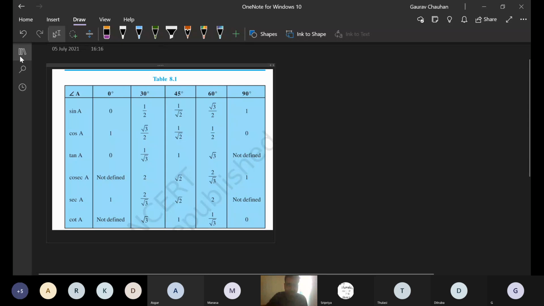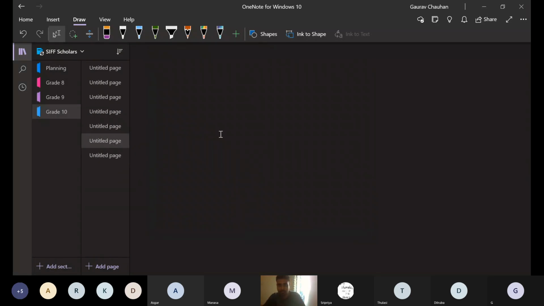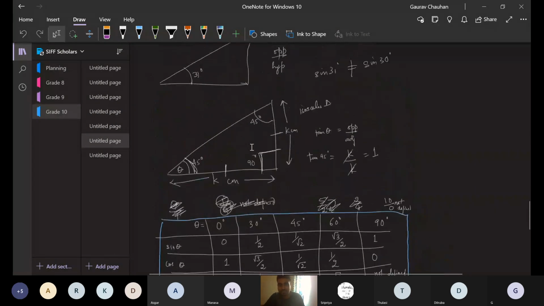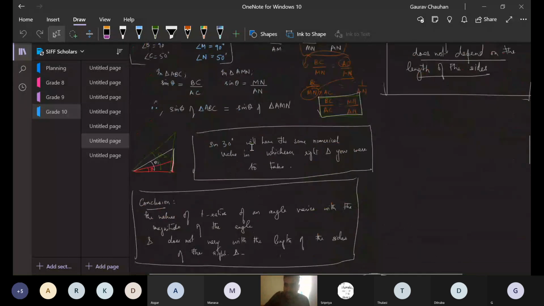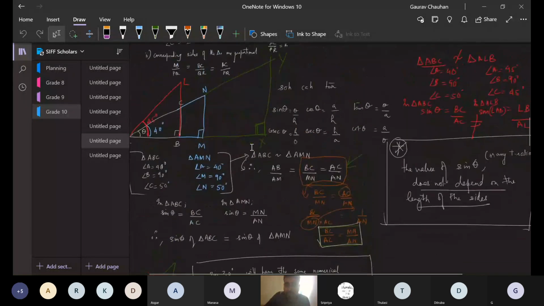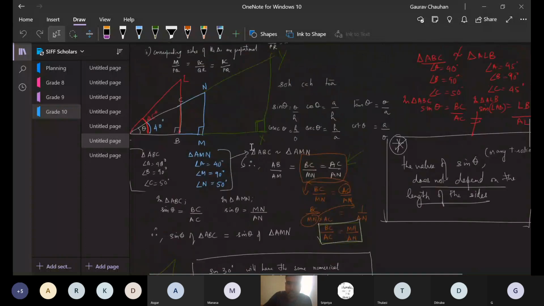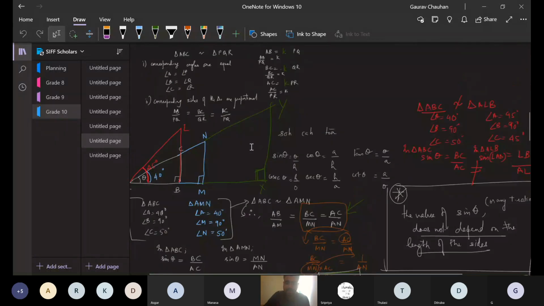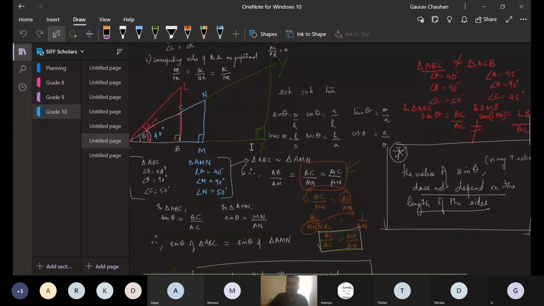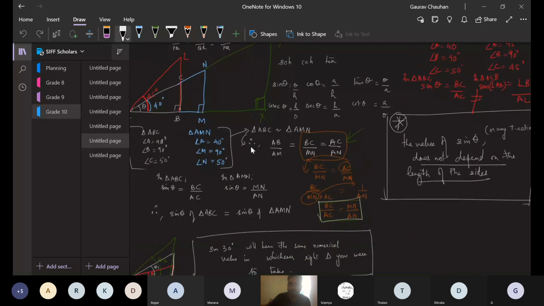So in our last class, that is in yesterday's class, what we saw was the value of the trigonometric ratio, that is sine theta or cos theta or tan theta or cosec, sec or cot theta, none of that actually depends on the length of the sides. The value of sine theta or any other trigonometric ratio does not depend on the length of the side. We saw this yesterday. What does this mean?